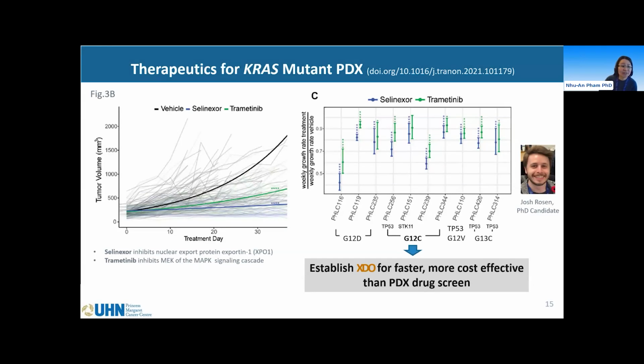So this slide shows 10 KRAS models that were selected and tested with 2 targeted therapies to different proteins, which may impact on the downstream KRAS mutant signaling. So in this first graph here to the left, shows mouse replicates, these gray lines, across all the treatment groups and the vehicle. And these lines are the pooled result per group, the vehicle compared to selinexor and trametinib.